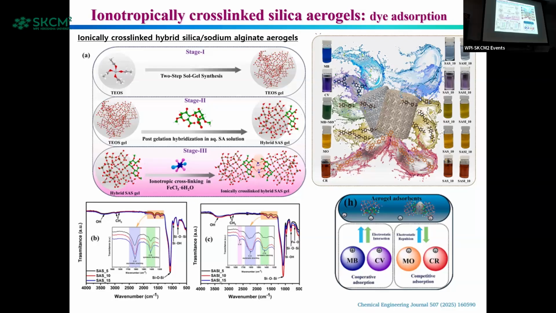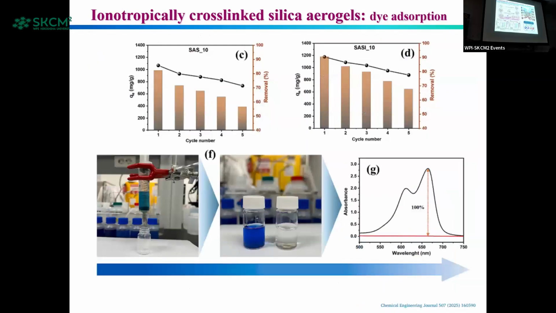And these aerogels have an interesting property because there is sodium alginate, which is very good for dye adsorption, and the aerogel has a high surface area. So we use this material for selective dye adsorption and water treatment. We achieved good results in the case of selective dye adsorption.